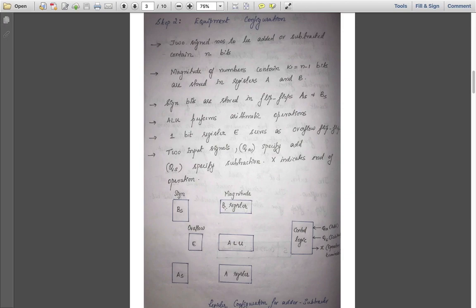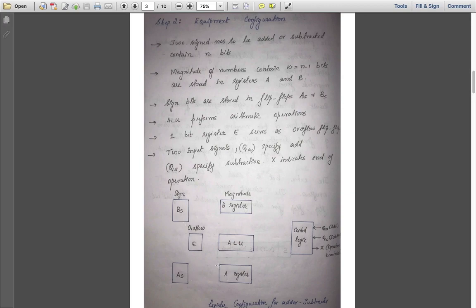The magnitude of number B is stored in register B. The magnitude of number A is stored in the A register. BS represents the sign of the B number. AS represents the bit that stores the sign of the number stored in the A register.